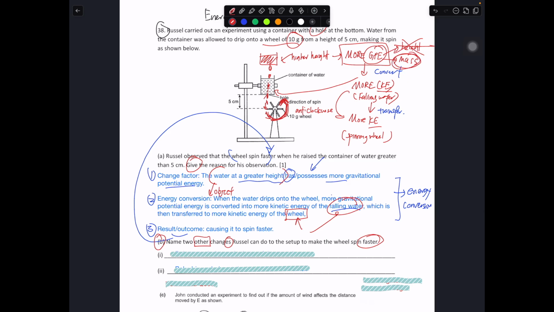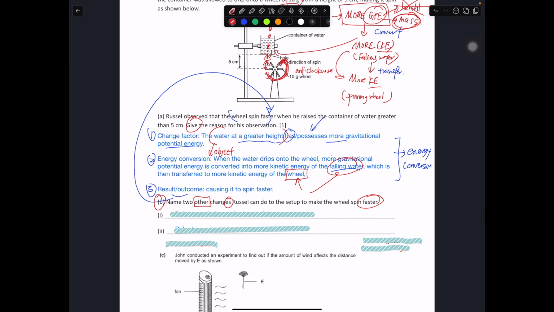So you can make the water droplets here larger. Okay, drop it larger. How to make it drop larger? Okay, you make a bigger hole. Okay, so in this case, right, you must talk about physical changes. Don't talk about make the water droplets larger. You make the water droplets larger, but how? How do you actually do it? You make the hole in the container of water larger. Okay, in this case will be make a bigger hole at the base of the container. Then you will have a larger water droplets.